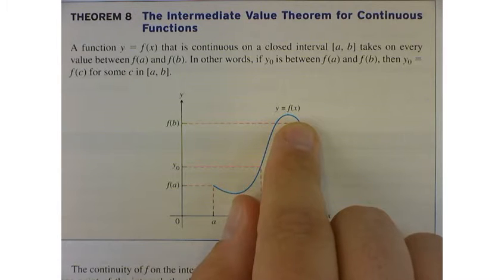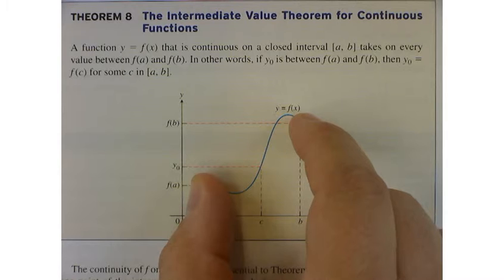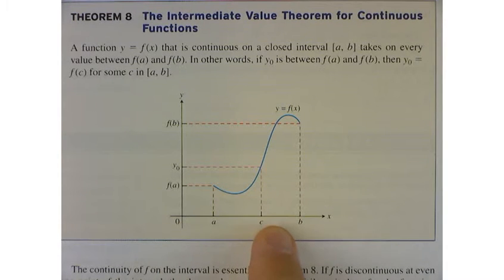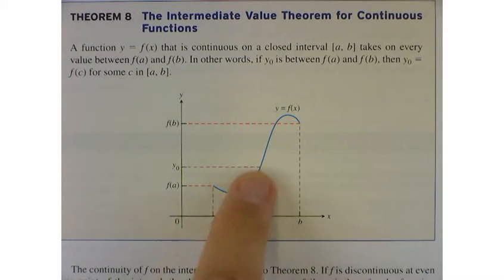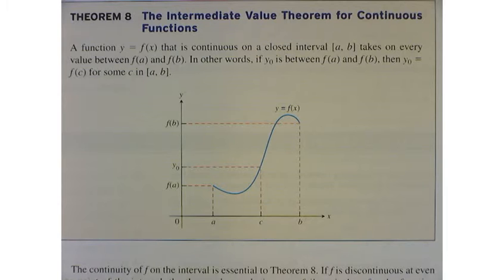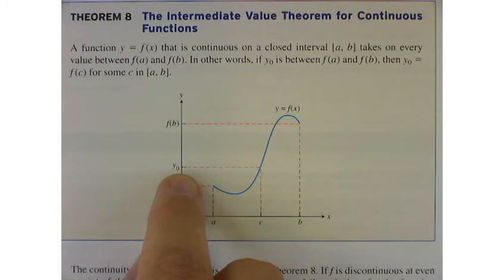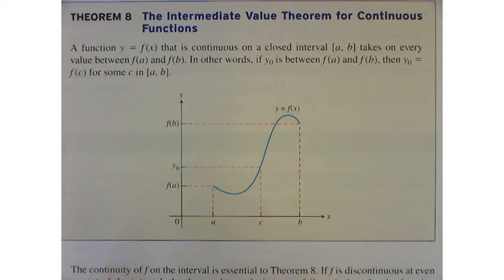Now what they're saying is if the function is continuous, then there should be some value in between them. In other words, there's some x value that lives in between a and b that has a corresponding y value. That's all that's saying. And where does it live? Well, if c is between a and b, then the corresponding y value, f of c, should be between f of a and f of b.